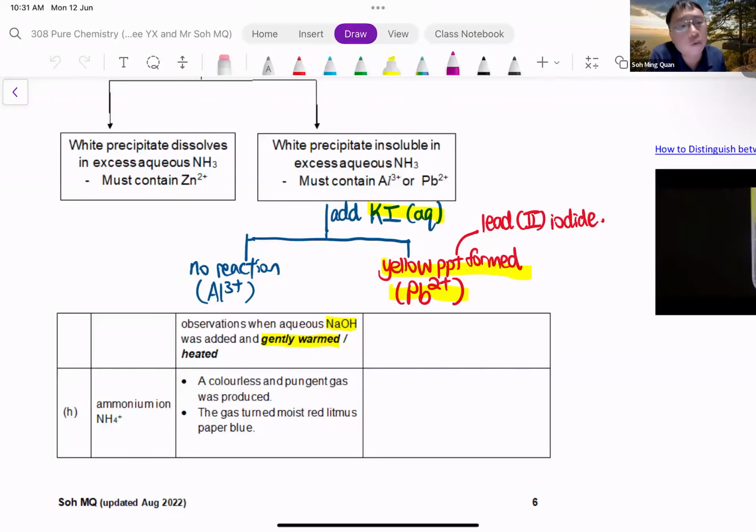How do you test for the ammonium ion? The test for ammonium is to add sodium hydroxide and gently warm it. So this is the key word, sodium hydroxide plus gentle warming. That is a test for ammonium ion. It will produce ammonia gas. So you need to prepare the moist red litmus paper ahead of time before you add NaOH and warm.